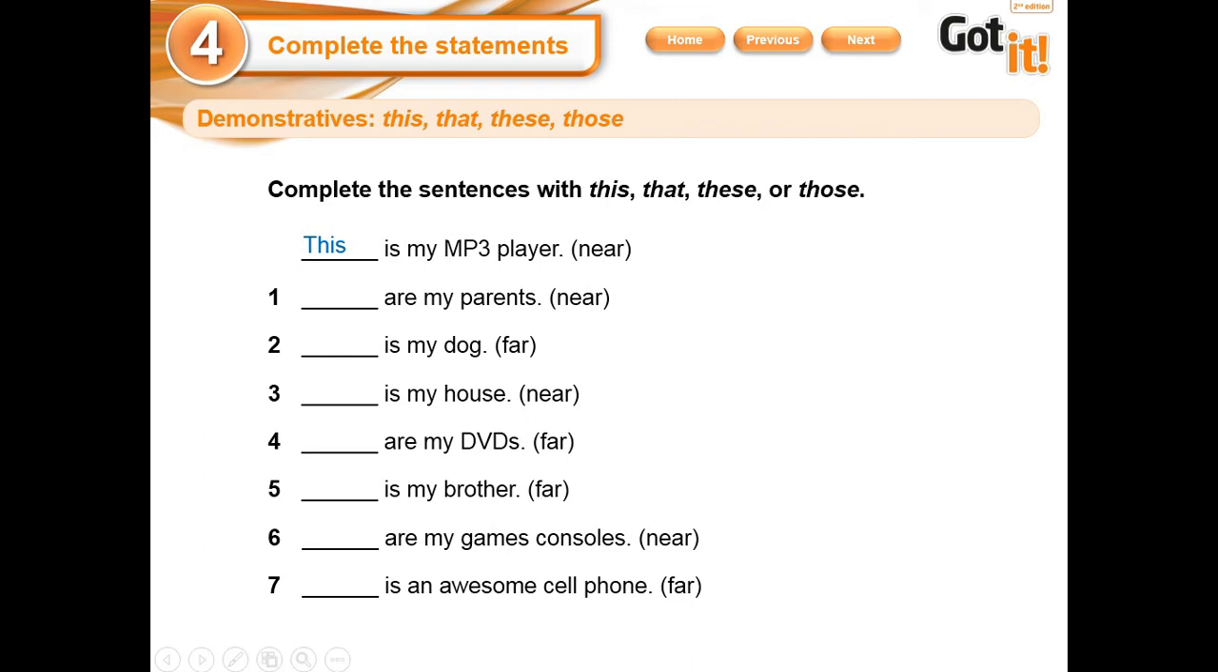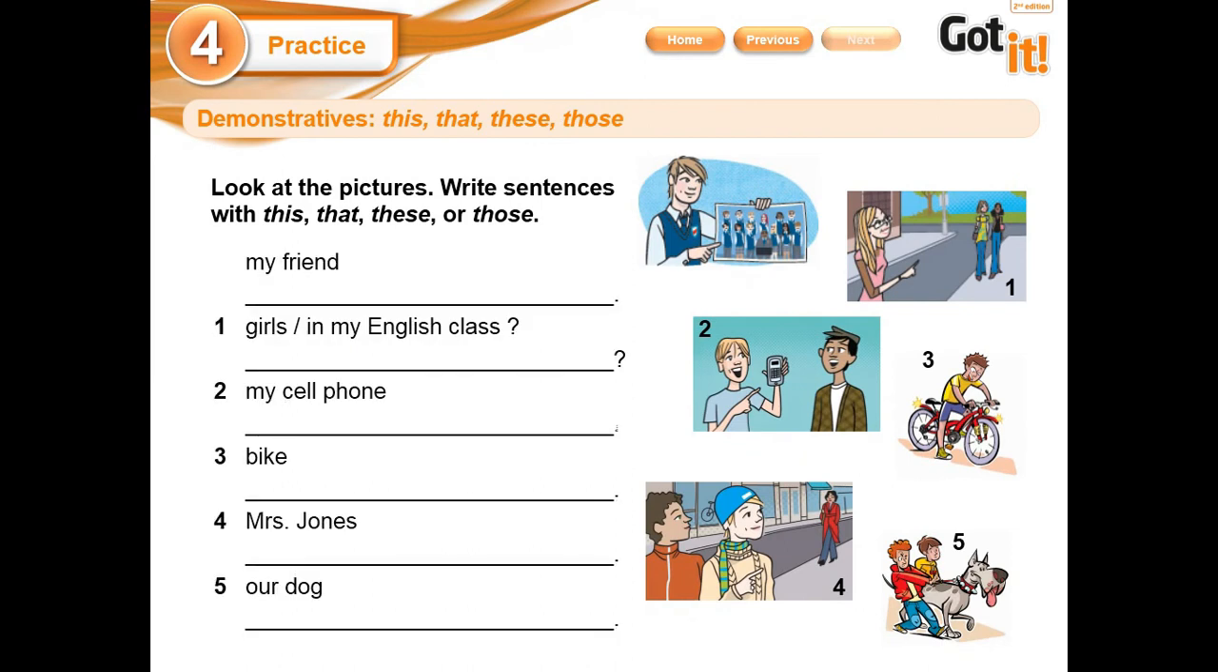What's the answer? Near. These are my parents. That is my dog. This is my house. Those are my DVDs. That is my brother. These are my games consoles. That is an awesome cell phone. Very nice.